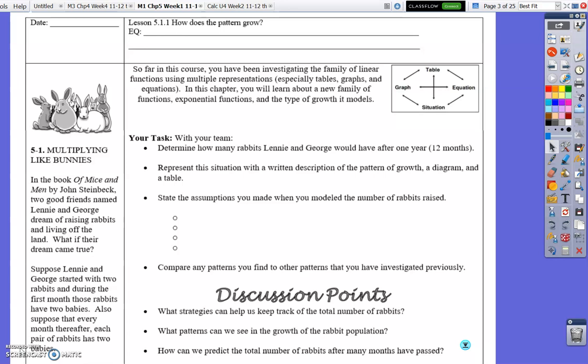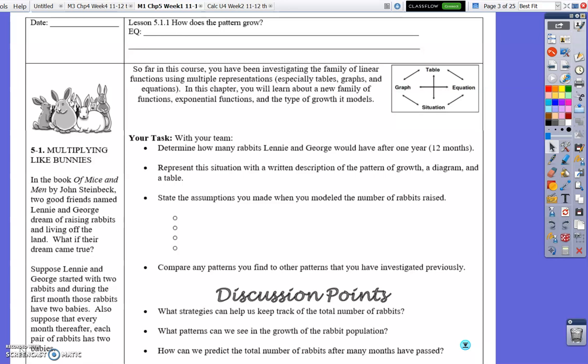In this chapter, we're going to learn about a new family of functions, which is called exponential functions. It's a kind of curve. There are several different kinds of curves. Not everything that curves is exponential, but this particular type is going to be exponential. And we're going to do that by exploring this task about bunny rabbits.